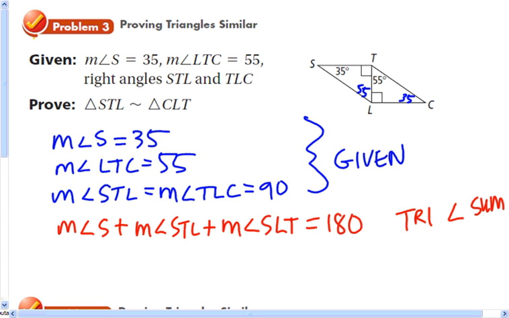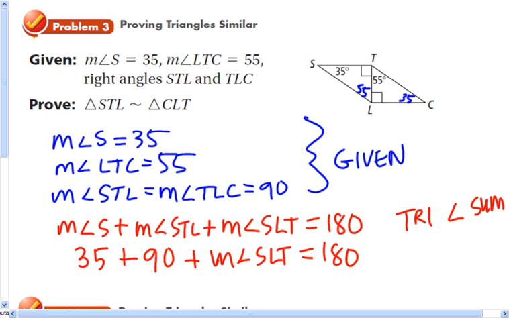And then I'm just going to substitute my values, 35 for S, 90 for STL, and this one I don't have yet, SLT equals 180, and that's just substitution. Then I'm going to subtract from both sides, and I get the measure of angle SLT equals 55.